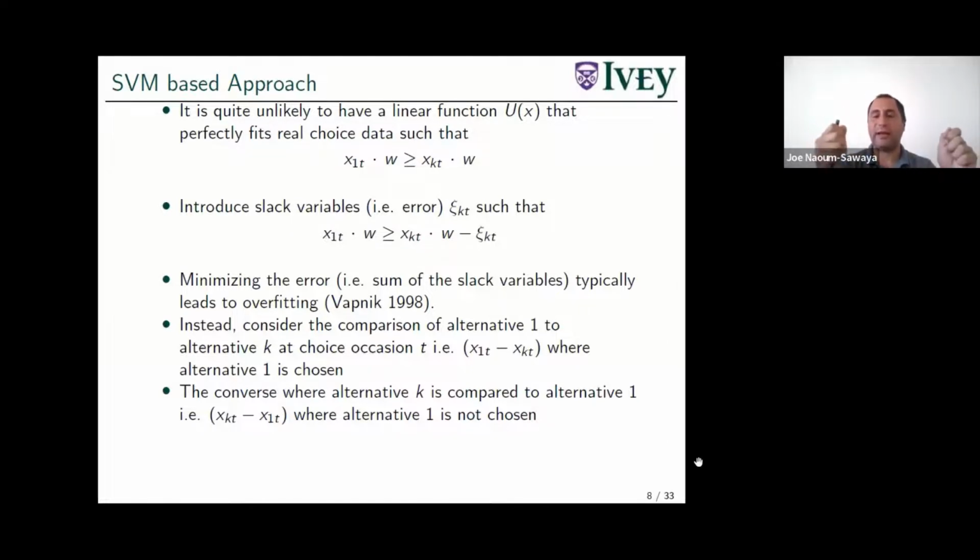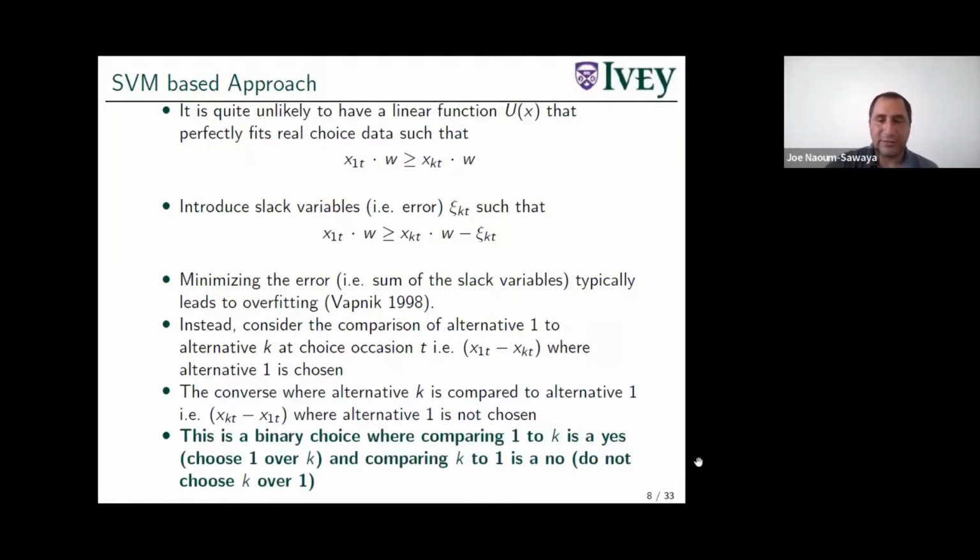I look at two products. Yes, I purchase product one. No, I don't purchase product K. Okay. Or no, I don't purchase product two. So I have this binary choice model, and that's again why this is basically a support vector machine.